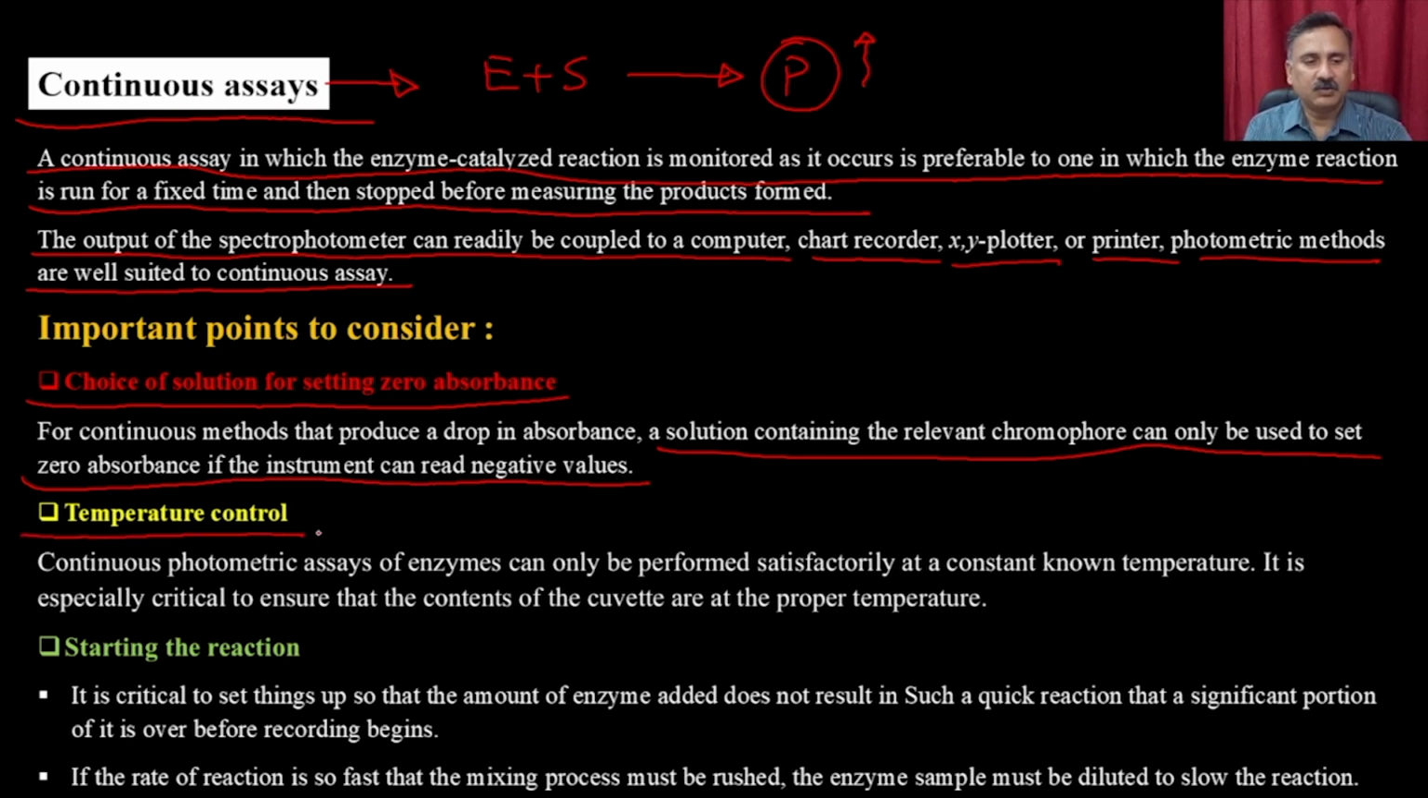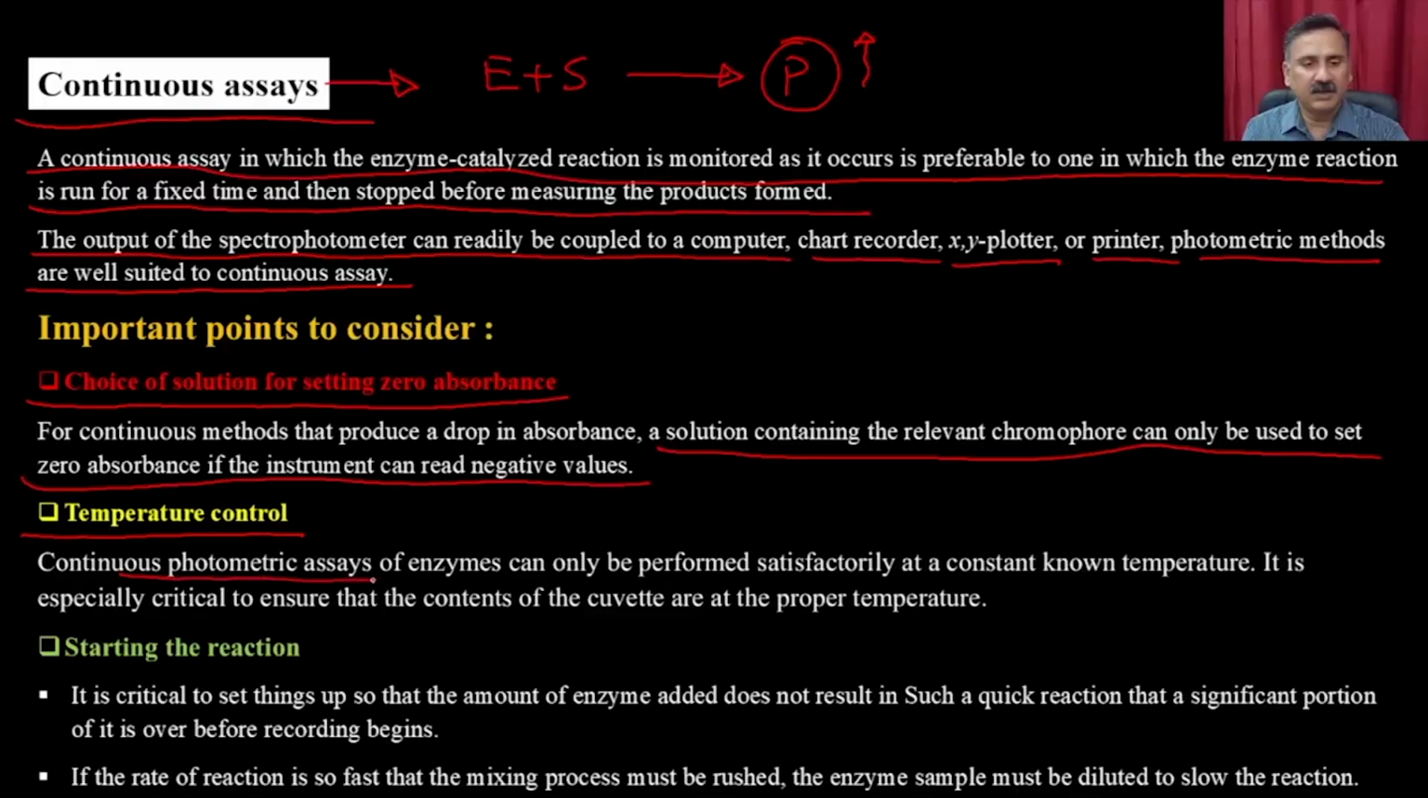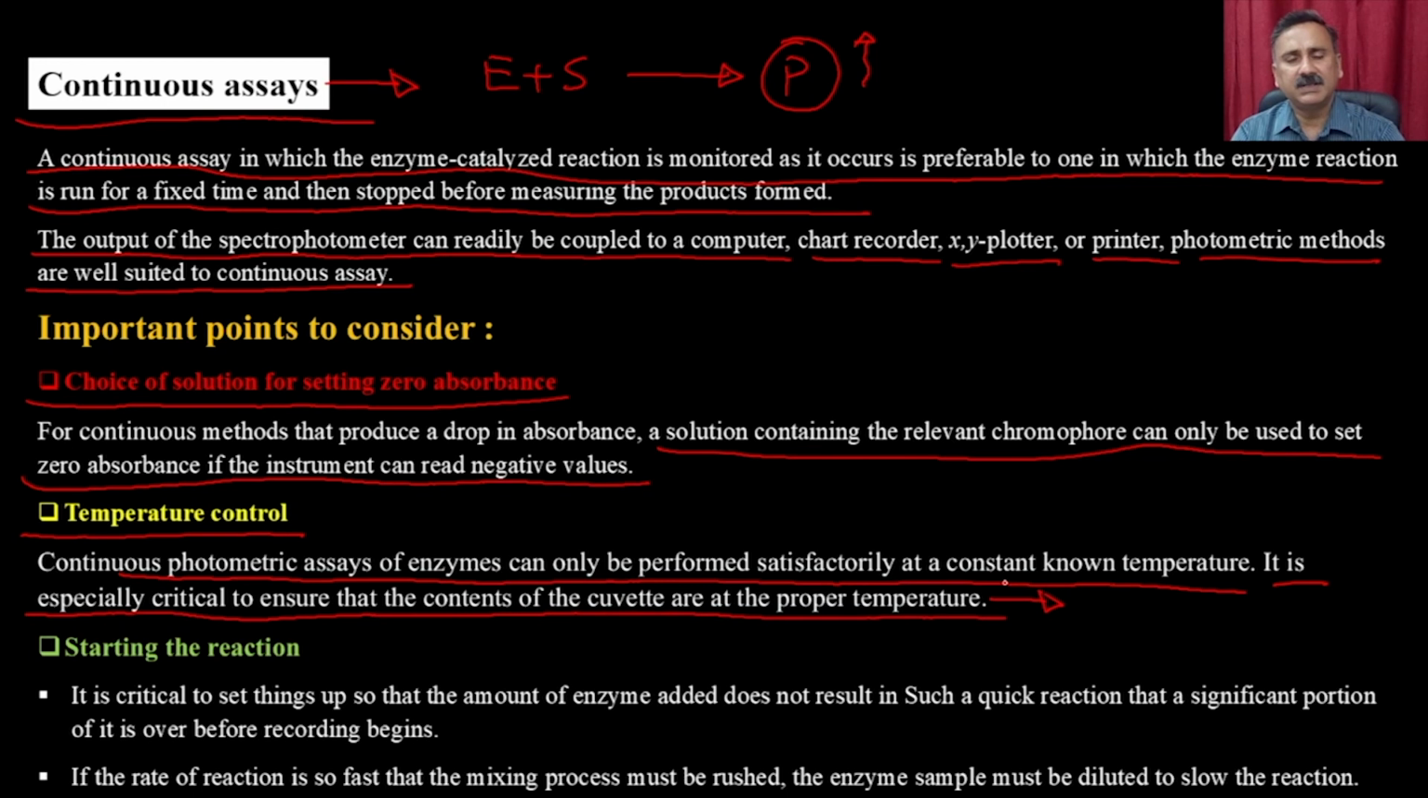Then we have temperature control. Because the spectrophotometer has bulbs and other electronic components, it is going to have increasing temperature. Continuous photometric assay of enzymes can only be performed satisfactorily at a constant temperature. It is especially critical to ensure that the contents of the cuvette are at the proper temperature. Temperature changes the enzyme activity, it can change the dissociation of the substrate, and it can make a lot of other changes.